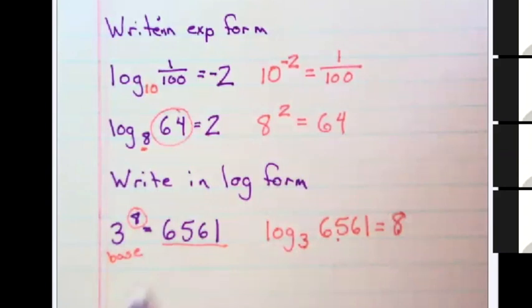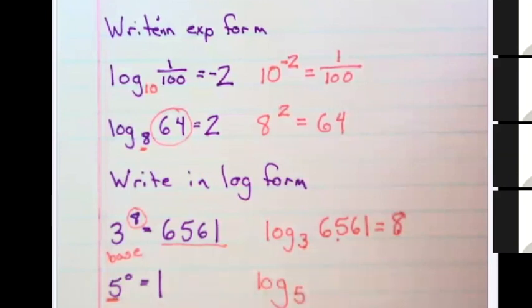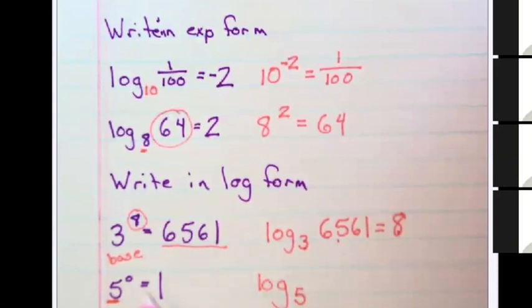Let's look at one more. What if I've got 5 to the 0 is equal to 1? So to change it, log, the base is always the base. So the base of that exponent is 5. The base of my logarithm is 5. And then the 0 and the 1 basically change order. So the 1 comes first, and the 0 is the answer. That exponent's always the answer.